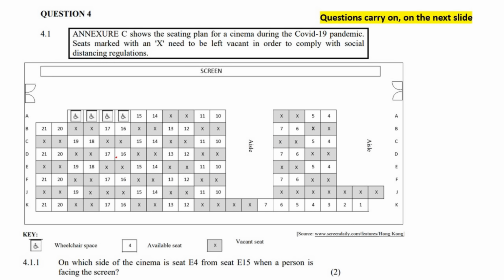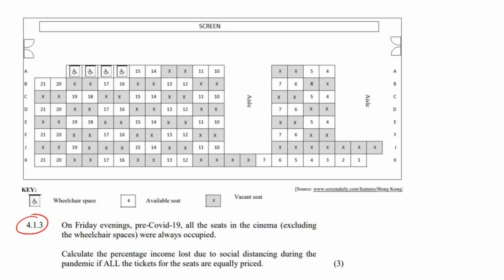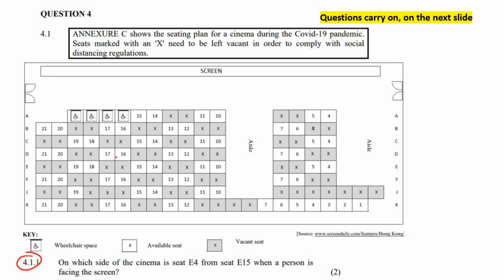With this question, we're going to be doing multiple parts. So here we've got our first question down at the bottom. Then we've got a second part and a third part. So Annexure C, which is this one over here, shows the seating plan for a cinema during the COVID-19 pandemic. Seats marked with an X need to be left vacant to comply with social distancing.